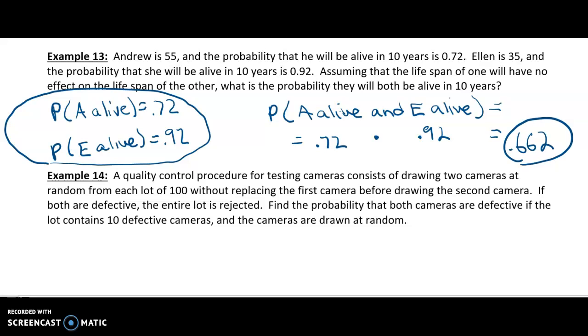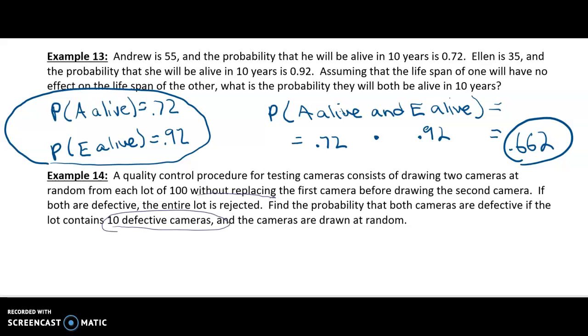0.662. For example 14, a quality control procedure for testing cameras consists of drawing 2 cameras at random from each lot of 100 without replacing the first camera before drawing the second camera. If both are defective, the entire lot is rejected. Find the probability that both cameras are defective if the lot contains 10 defective cameras and the cameras are drawn at random.